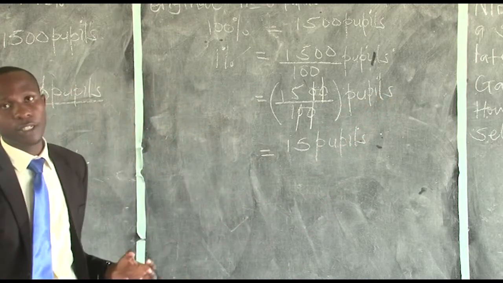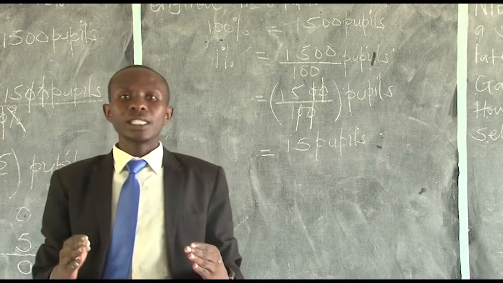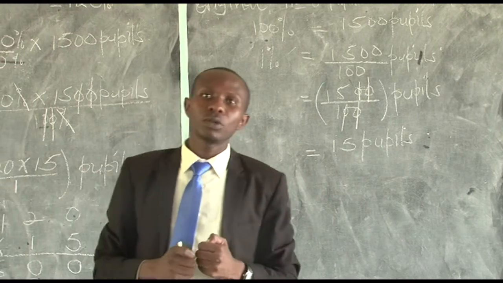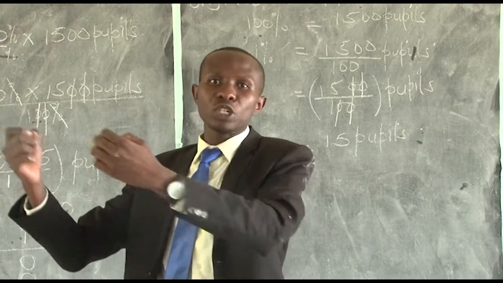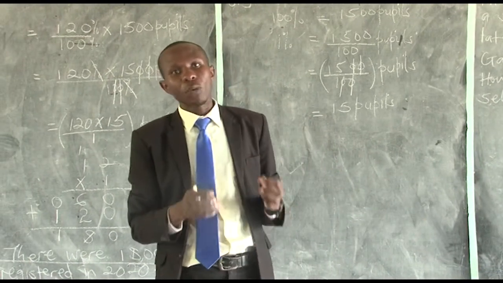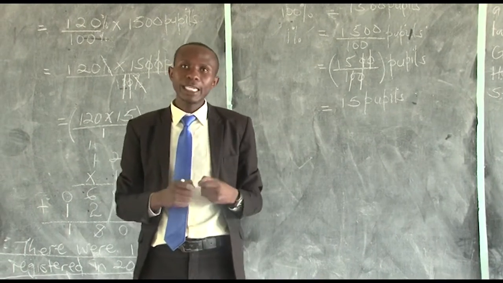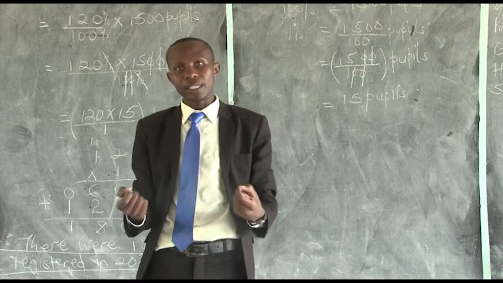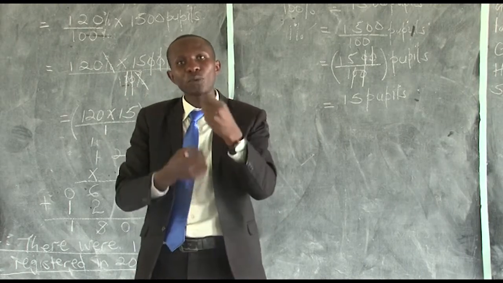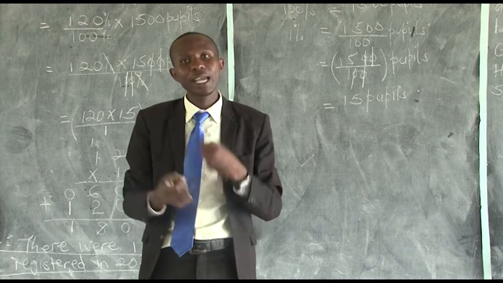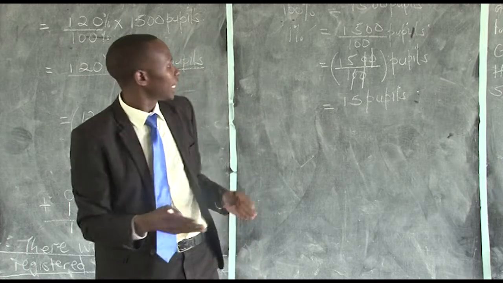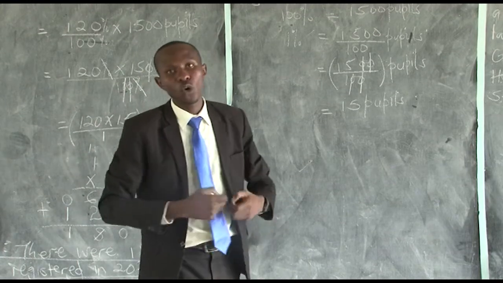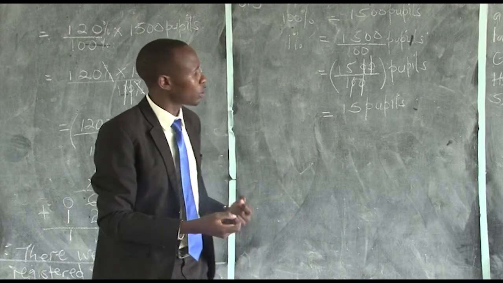So what is the implication in this case? The implication is 1% is representing 15 pupils. Then we ask ourselves, if 1% is representing 15 pupils, then what about the increment? Which increment did they give us? They gave us an increment of 20%. So we are going to find the increment of 20%. If we find that increment, then we add on the old number of pupils, we shall come out with the new number of pupils who are at Wisdom Center School in Bujesera District.